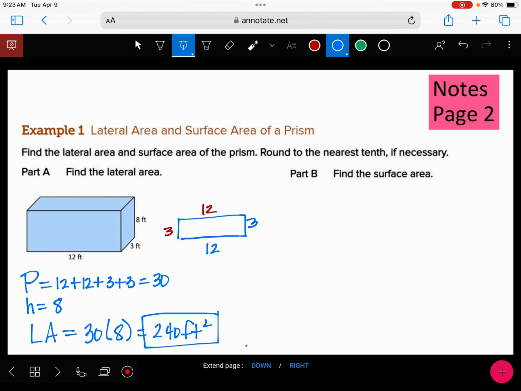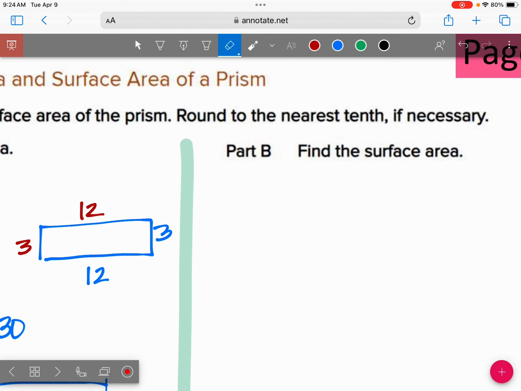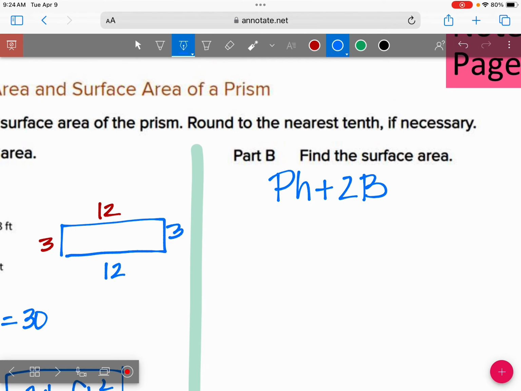All right, now let's find the surface area. To find the surface area, the formula says perimeter times the base plus 2 times the area of the base. And I didn't mean to say perimeter times the base, sorry. It's not perimeter times the base. It's perimeter times the height plus 2 times the area of the base.